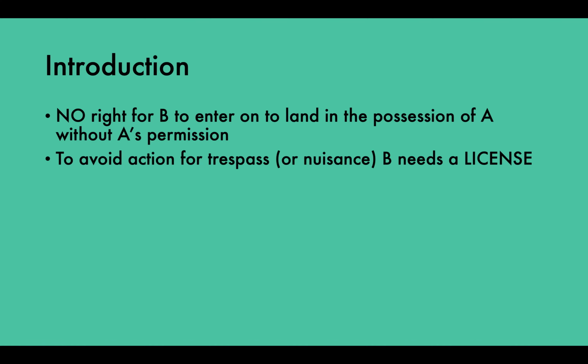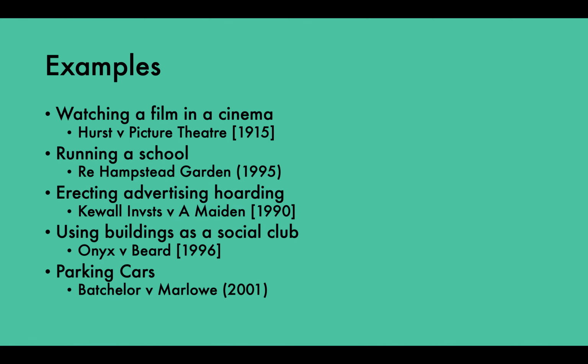So, in short, you need a license to occupy property for even a very limited amount of time. Okay, and here are some examples. Watching a film in a cinema, you have a license whenever you watch a film in a cinema. Okay, you can only access that land where they're showing the film with a license. And that license is your cinema ticket essentially.